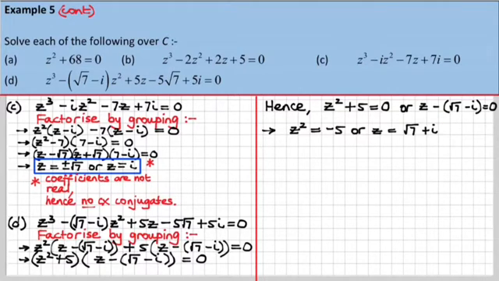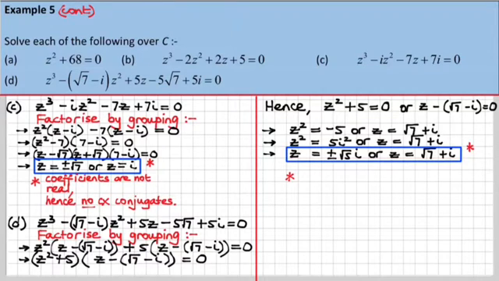So therefore, we've got z squared is minus 5, or z is root 7 plus I. And when we just continue on, we get z squared is 5i squared, or z is this, as we got in the previous line. Therefore, solving that, taking the square root of both sides for this first one, we've got z will be plus or minus root 5i, or z is that.